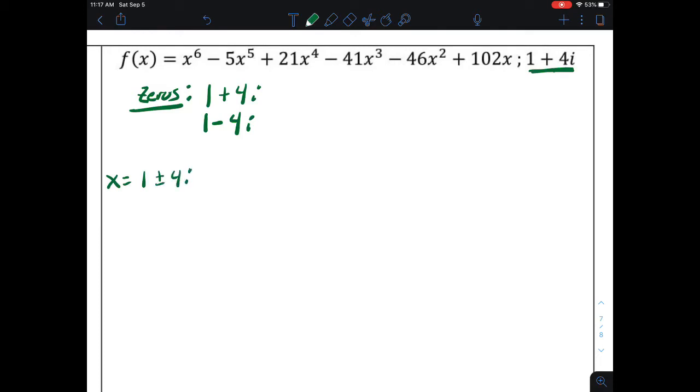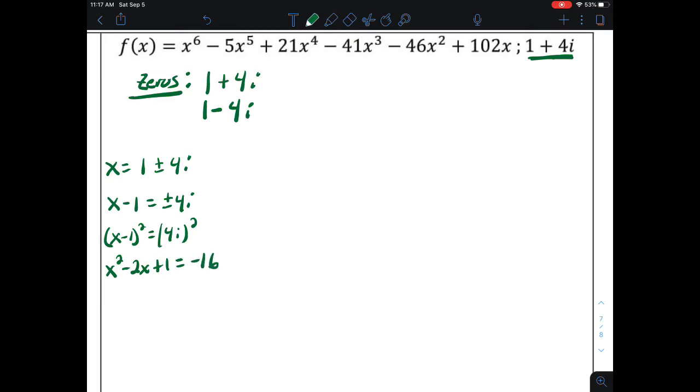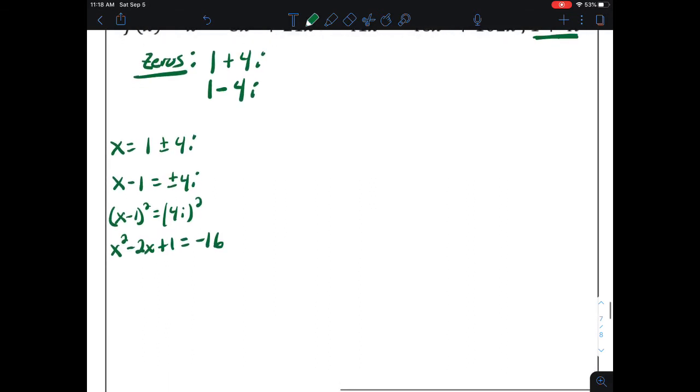To reverse engineer the factor that created the 1 plus or minus 4i, you got to isolate the plus or the minus and then square everything. So that would be x minus 1 squared is equal to 4i squared. And that's going to be x squared minus 2x plus 1 is equal to negative 16. And so our factor is going to be what we have when we set that equal to 0. x squared minus 2x plus 17 is equal to 0.